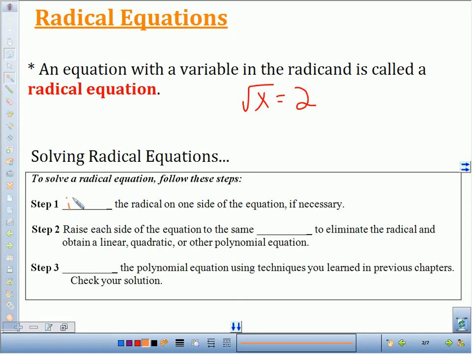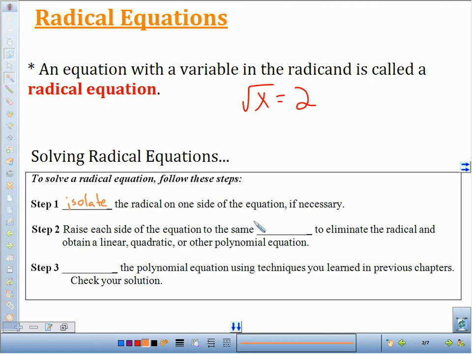The first step is to isolate the radical. That is, to get the radical on one side of the equation. Sometimes that's already been done for you. Sometimes it hasn't. If it hasn't, then you have to use regular algebraic manipulation, adding, subtracting, multiplying, dividing, to get the square root or the third root or the fourth root or whatever you've got by itself. Then you can move on to step 2.